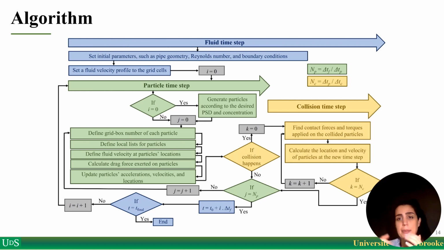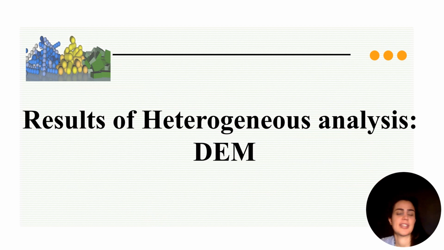If collision happens, then we decrease the particle time step into the collision time step, and we calculate the contact force between two aggregates. After that, we update the location of the particles based on the forces from the fluid or the other particles. And now I will show you the results obtained using the discrete element method.